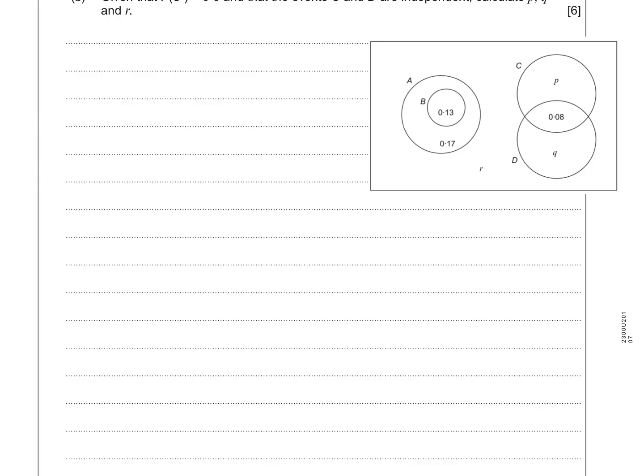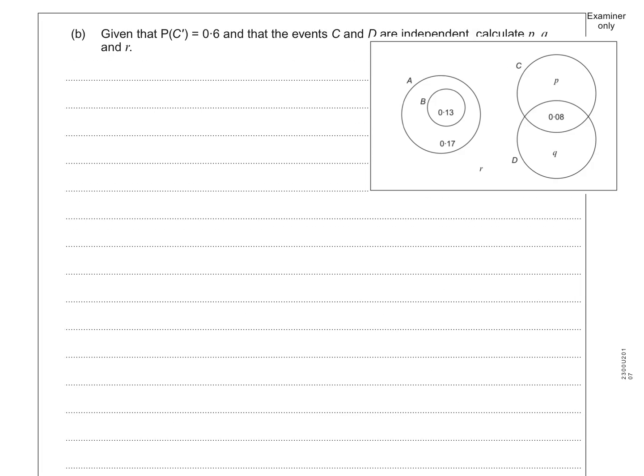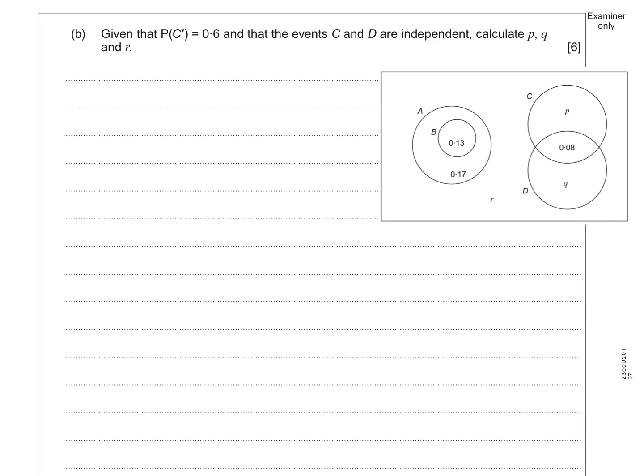Okay then, as if by magic, my picture from over there, from the last page, has appeared here. Given that not C is 0.6 and the events C and D are independent, calculate P, Q, and R. I'll be honest, I didn't even see R in the picture last time.